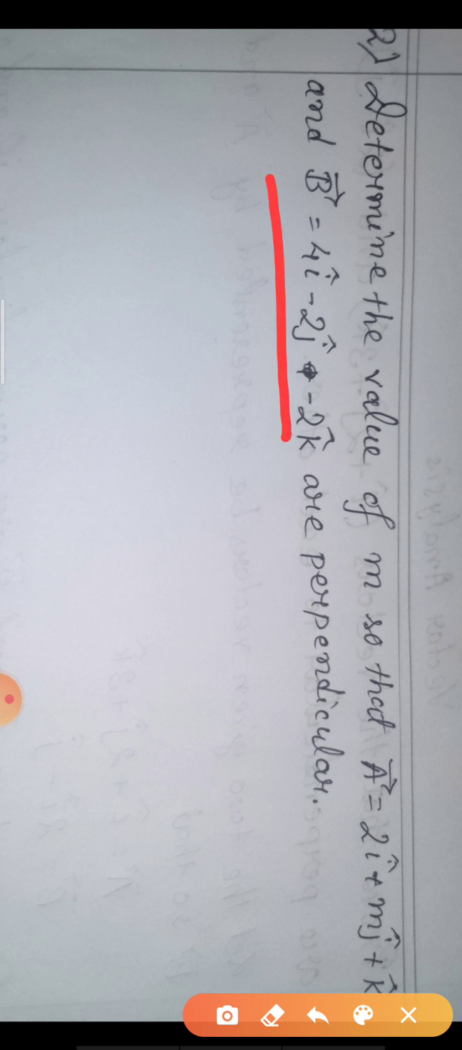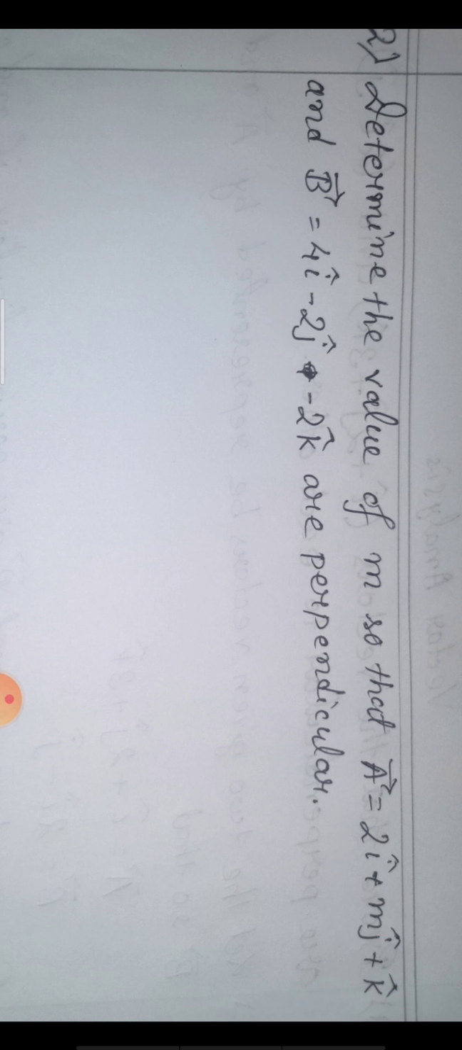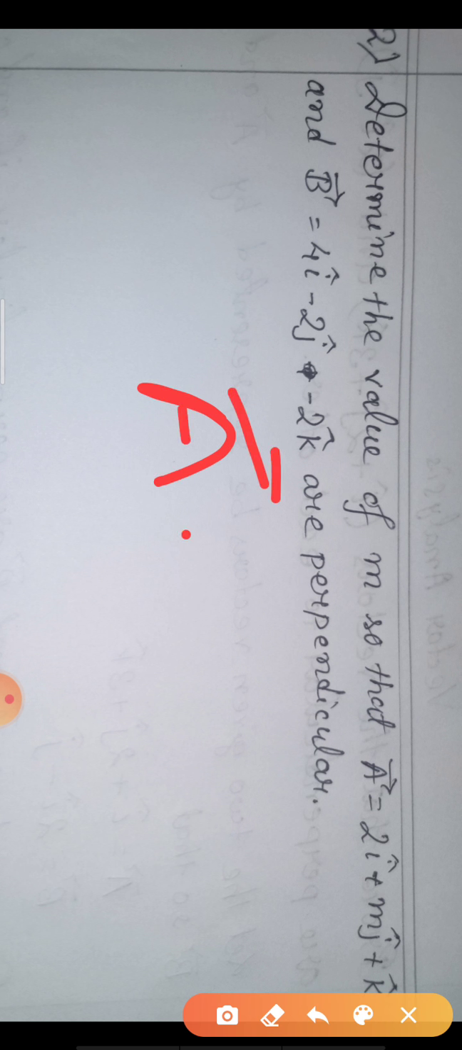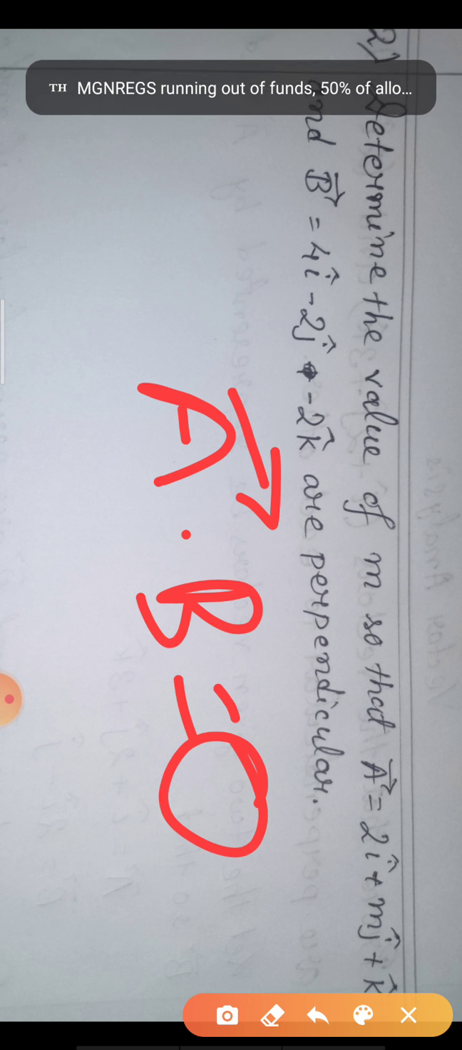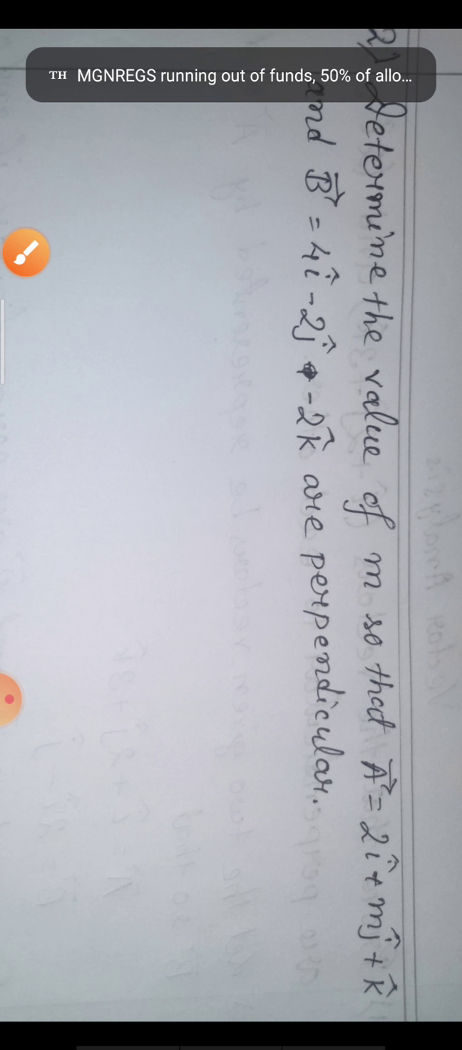The same type of question. Here you have an unknown number m. We don't know the value of m, but m is a natural number; it can be 1, 2, 3, 4, 5, 6, anything. So we have to find out the value of m. What can be the value of m so that your two vectors are perpendicular to each other? We know the condition: when two vectors are perpendicular to each other, then their dot product is 0. That means A dot B should be 0.